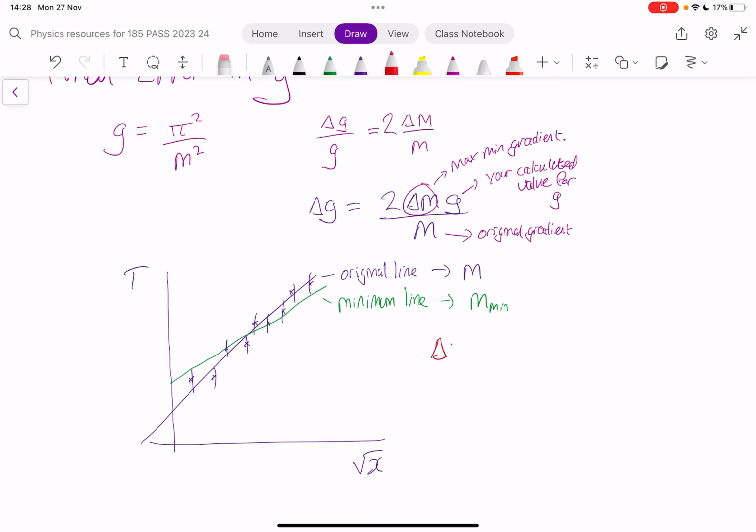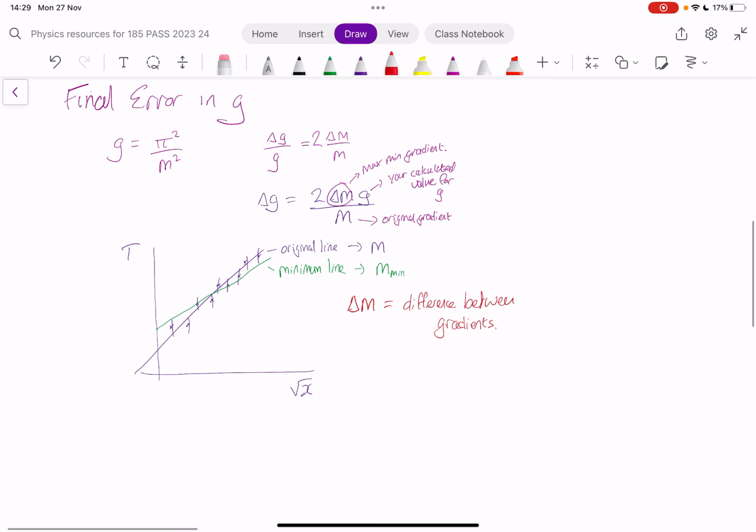Delta M would be the difference between the gradients. Easy as that. So it doesn't matter if you used a maximum. Obviously, if you did it one way around, you might get a negative number. It doesn't matter. It's the difference. The positive or negative doesn't matter. This is giving you delta G.